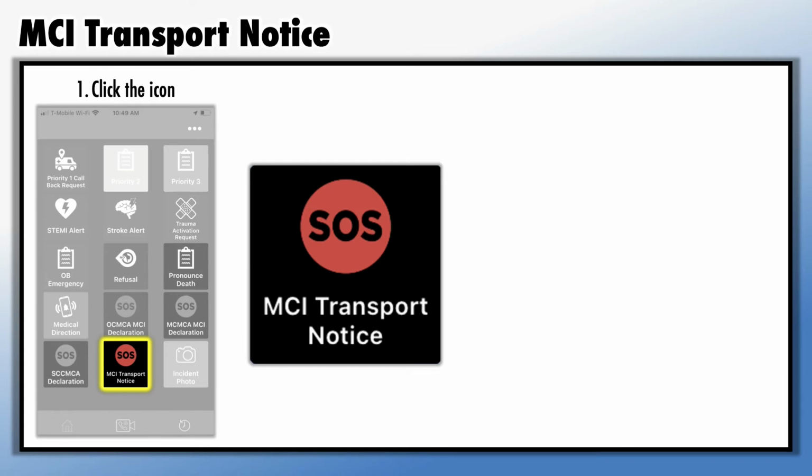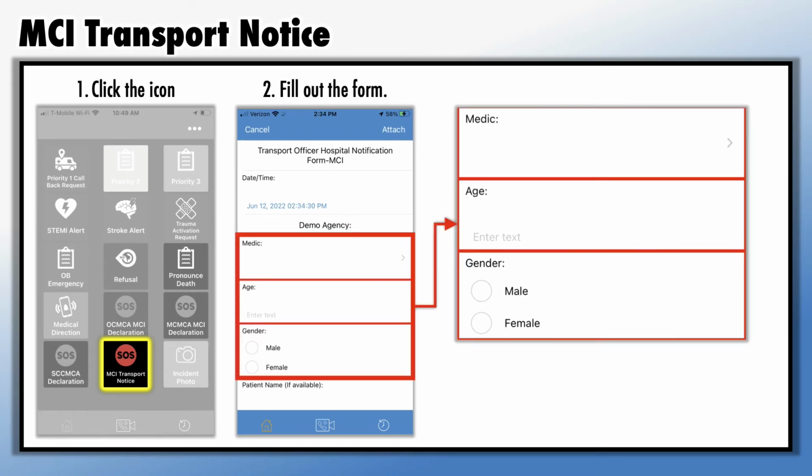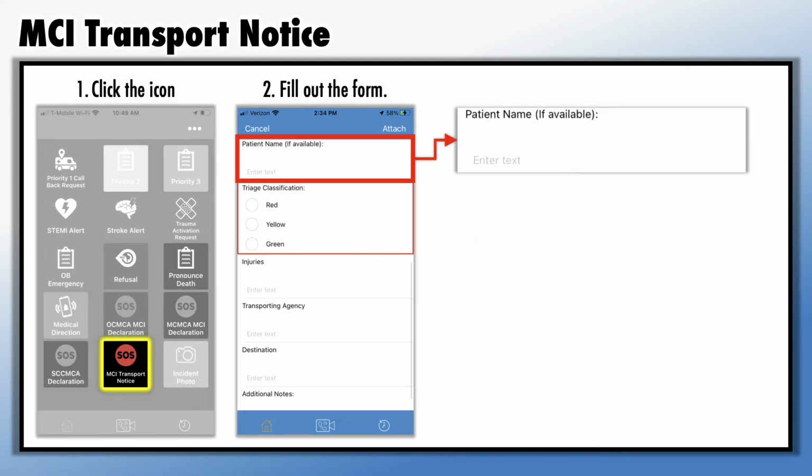First, click on the transport notice icon. Then, fill out the form. You'll notice that the form requires you to input all areas highlighted in red and are self-explanatory. Start by selecting your EMS unit number, which is customized to your EMS agency. Then input the patient age and gender. Although not mandatory, it's valuable to enter the patient's information, if available, to expedite the registration process at the hospital.